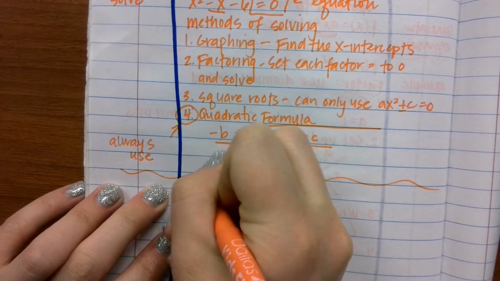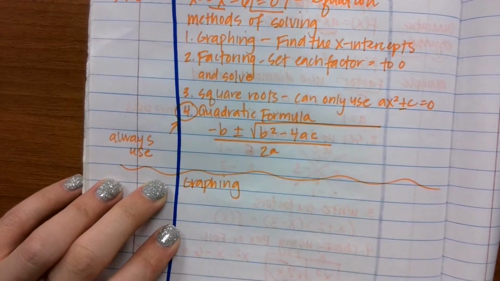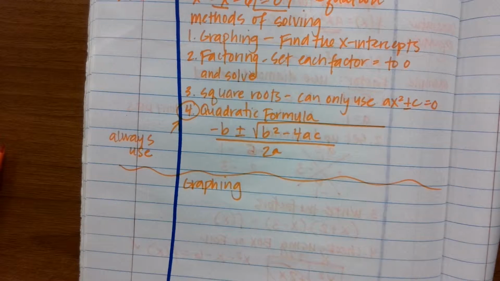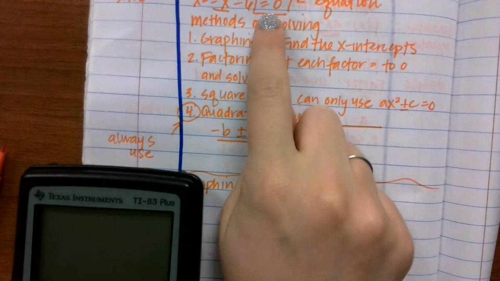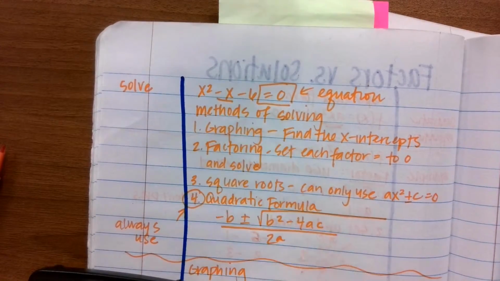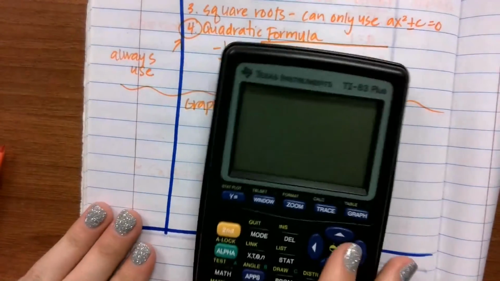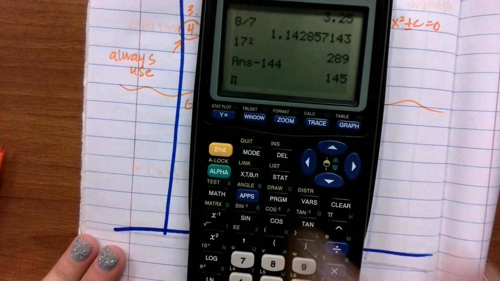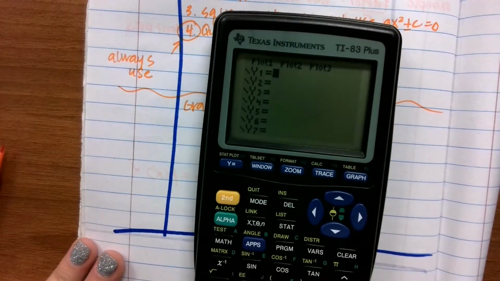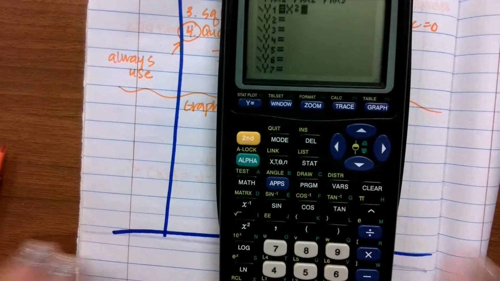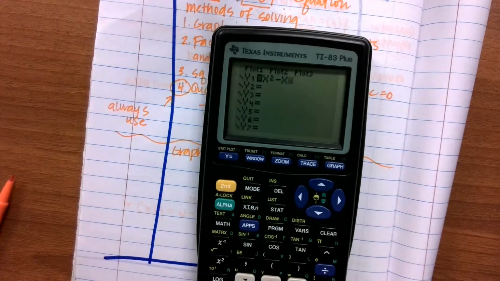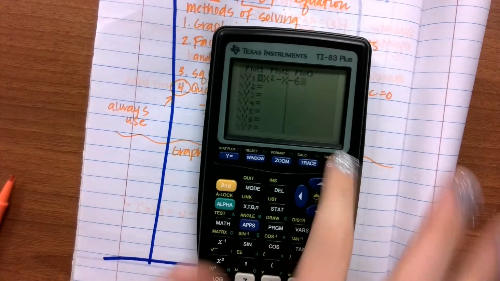So with graphing, in our calculators, you cannot put equals 0 into the calculator. You would just put this part of the equation into your y equals. So when I open up my calculator, I'm going to clear it by doing second plus 7, 1, 2, and go into y equals x squared minus x minus 6. Graph.